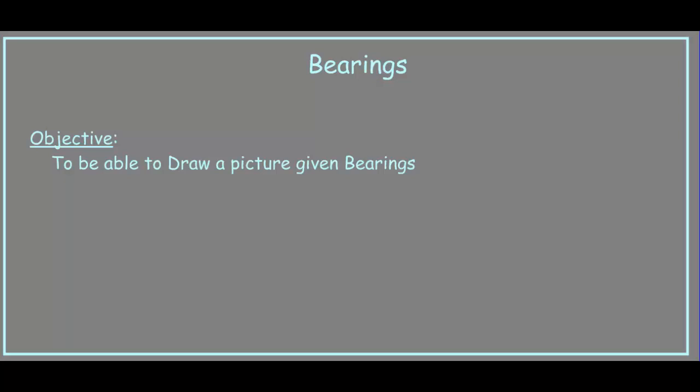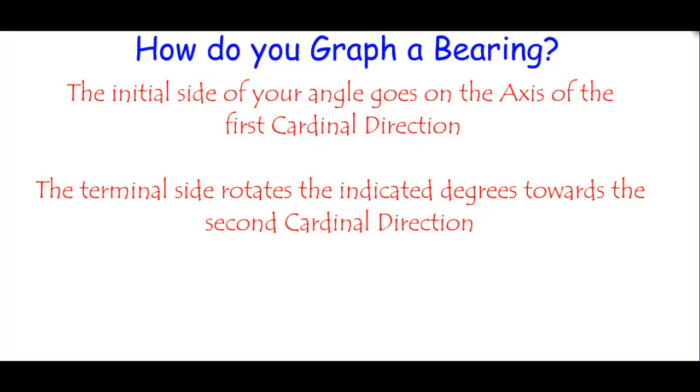Today we're going to be covering bearings, and our objective is to be able to draw a picture given bearings, and then we will eventually use law of sines and law of cosines to solve for any missing angles or side lengths. So how do you graph a bearing?